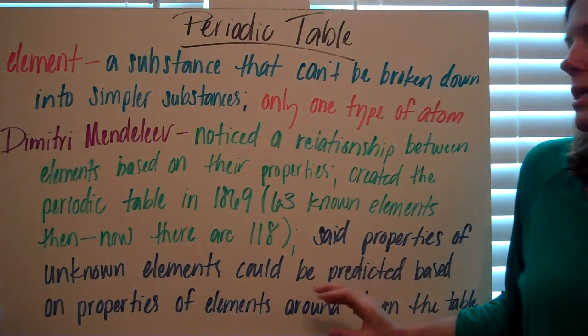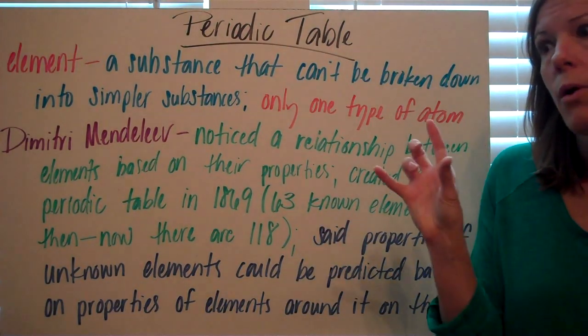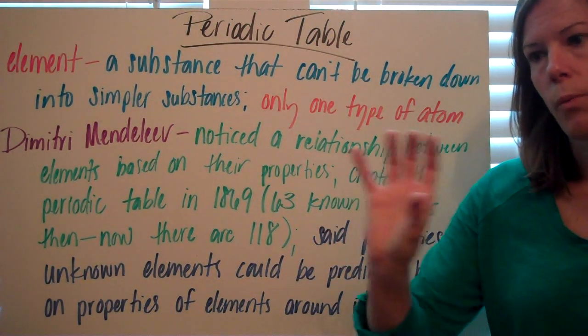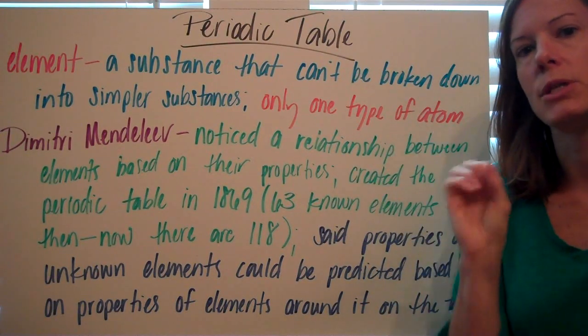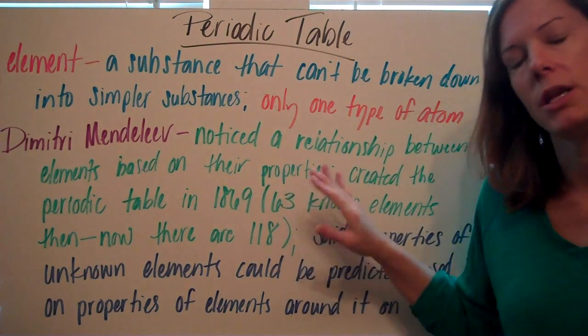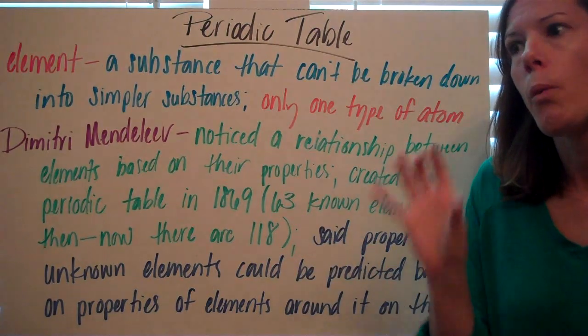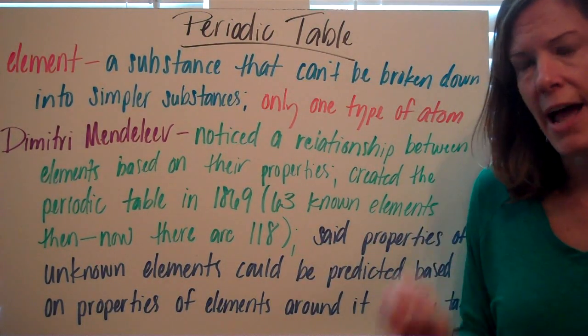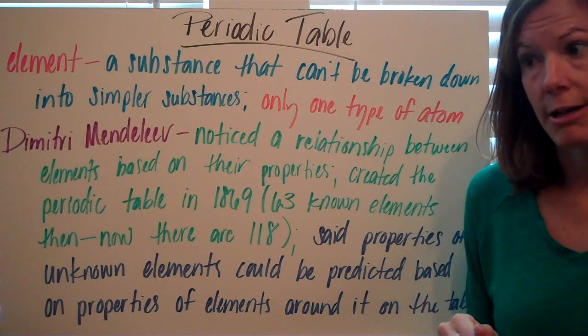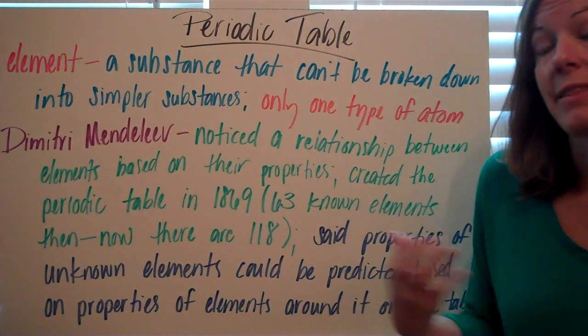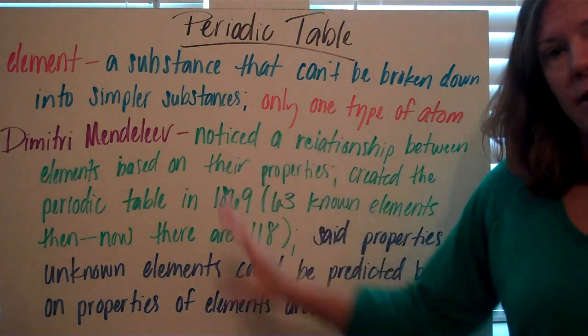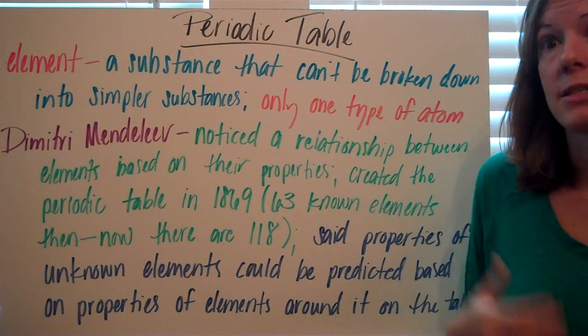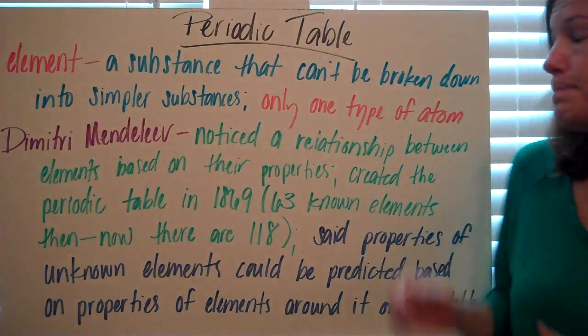The cool thing, though, is that he realized that we could figure out what properties those unknown elements, those blanks on his original periodic table, should have because of where they are on the periodic table. And the thing is, he was right. That's why we still use his model today, because the periodic table shows us all those different properties.